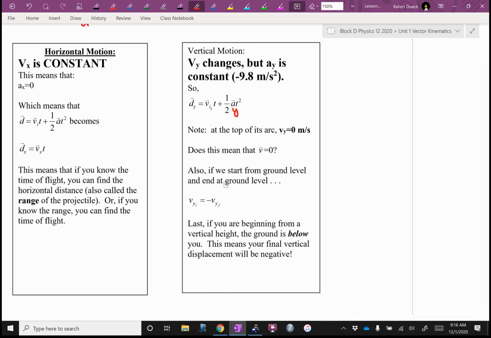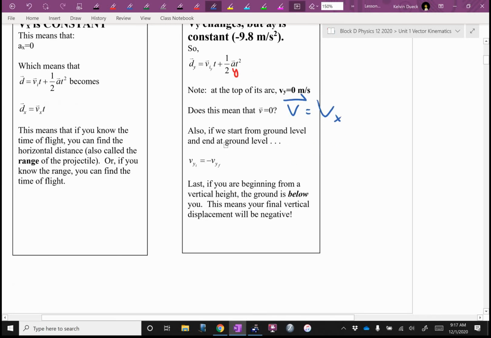Yay. At the top of its arc for a split second, Vy will be 0. Does that mean that the velocity is 0? No. What it means is at the top of its arc, the total velocity just equals the horizontal component for a split second because it's still moving sideways. Is that all right, Connor? Okay. Also, if we start from the ground and end on the ground, Vy initial will be negative Vy final. That can be handy sometimes.